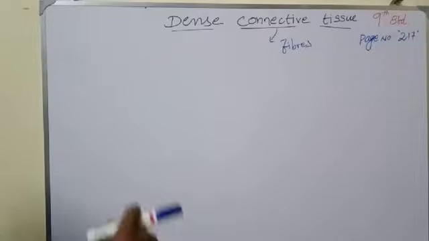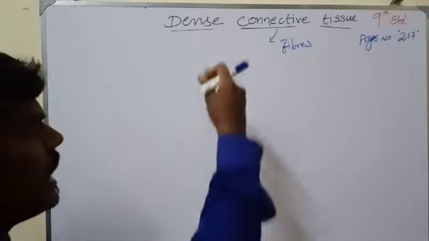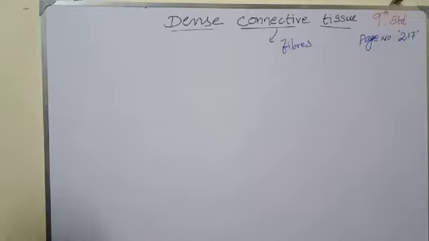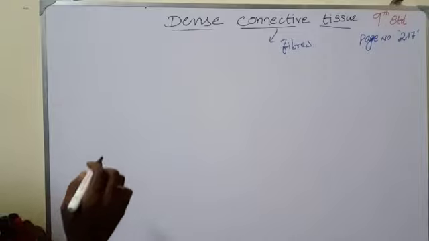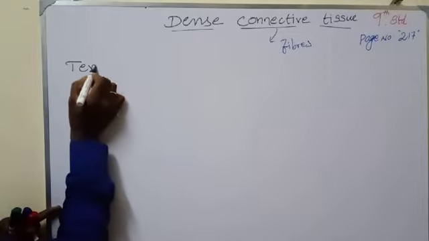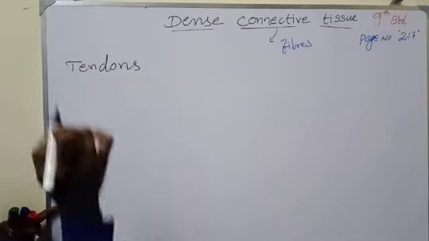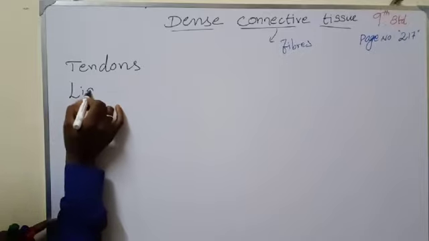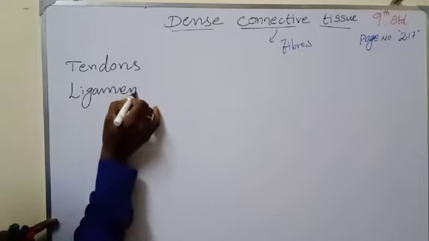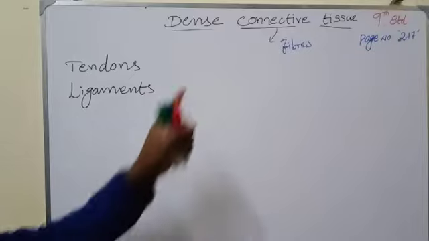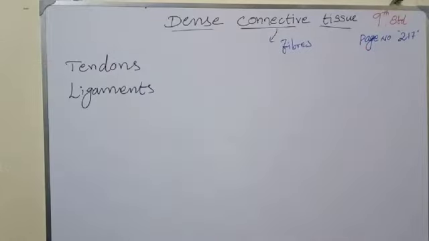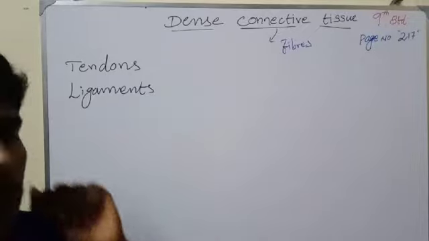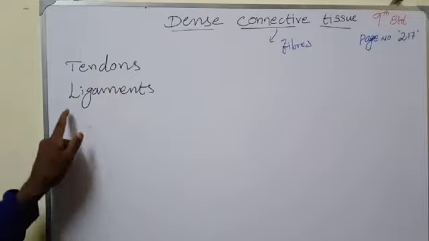Basically it is present in two components. What are the components? First one, tendons. Second one, ligaments. So dense connective tissue is a tissue composed of fiber and fibroblast, and it is present in two components: tendons and ligaments.